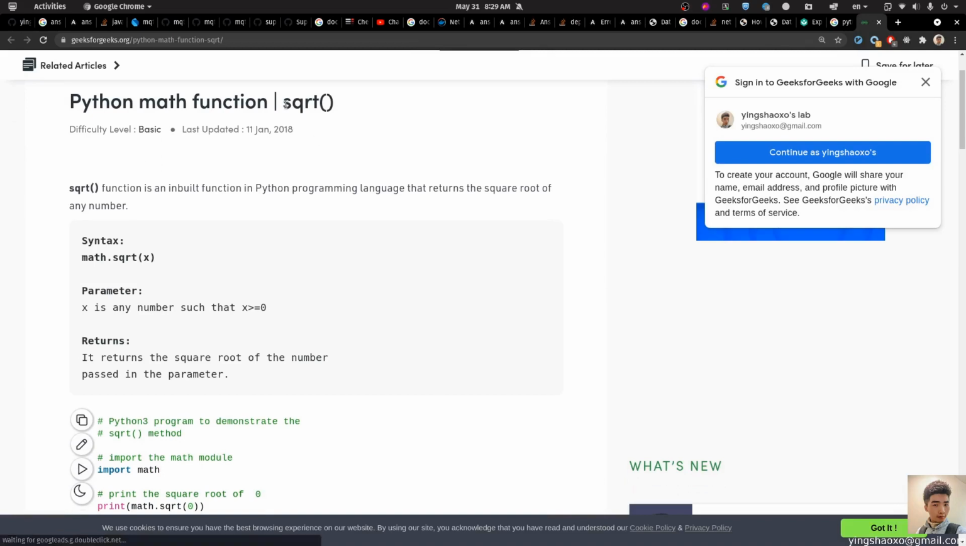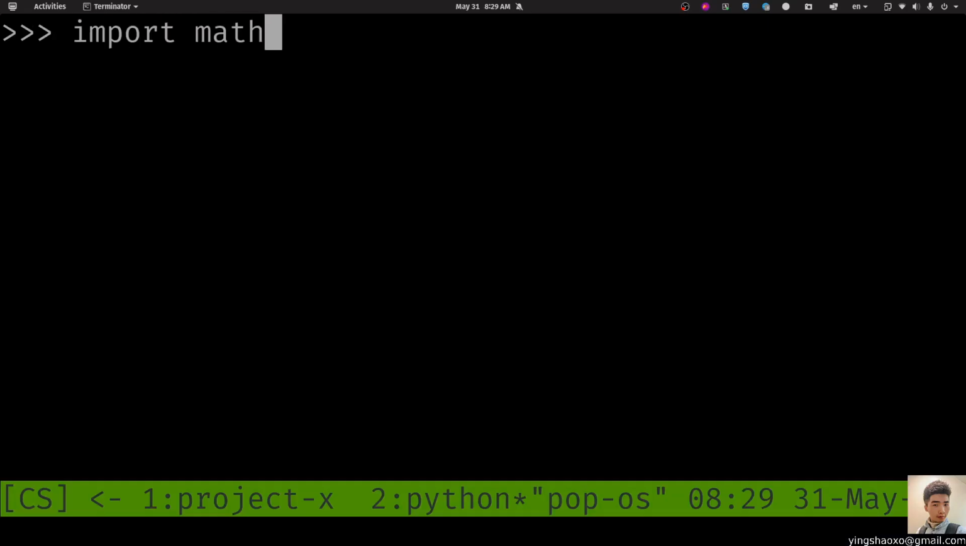I was really sure Python also has the square root function. So what I'm going to do is import the math module. The math module has to include a function with a short name for square root.